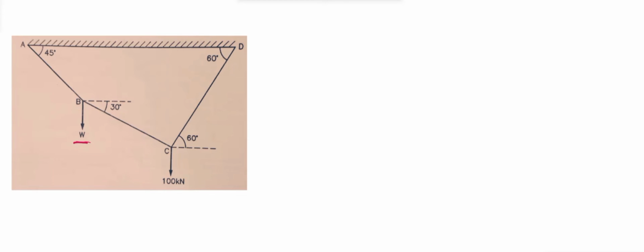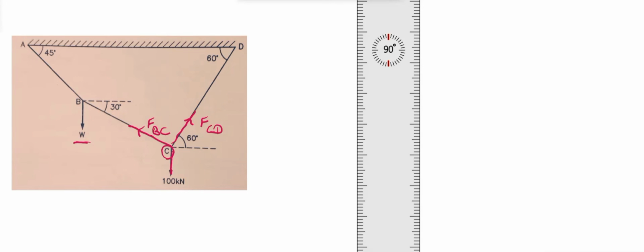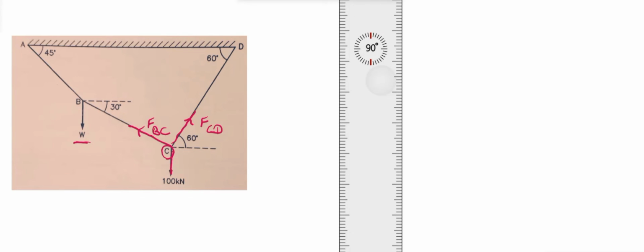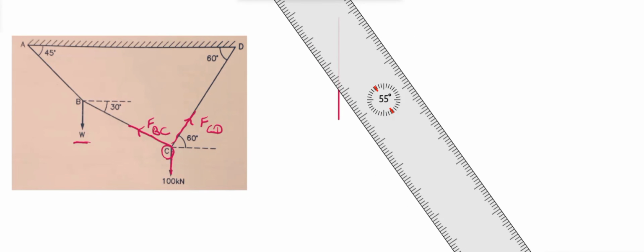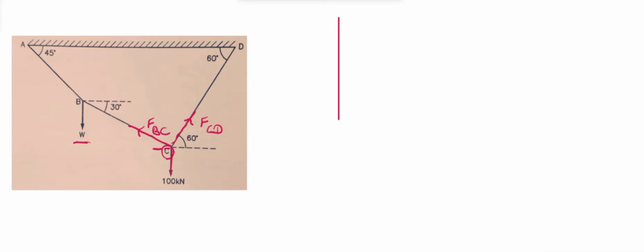Let's solve the last example. Here we have to find this weight, for which we'll consider the equilibrium at point C. From C, the force will be acting, which will be FBC and FCD, and 100 kilonewton is acting in the downward direction. This will represent in our free body diagram. Here we are considering the equilibrium at the point C.